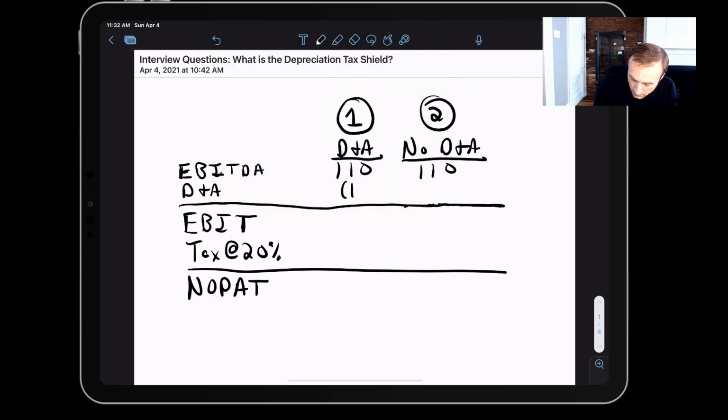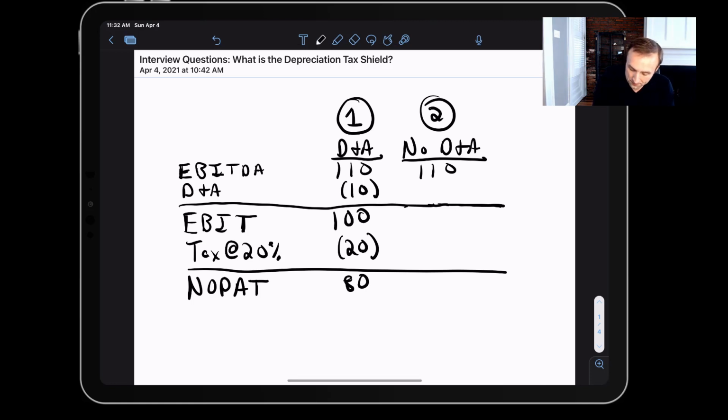On the left-hand side here, I'm going to work down, and so I'm going to start by assuming I have $10 of depreciation and amortization, which gets me to $100 of EBIT, or earnings before interest and tax. I'm going to tax adjust that by multiplying the 100 by 20% and making it negative because we have to flip the sign. And we end up with $80 of NOPAT.